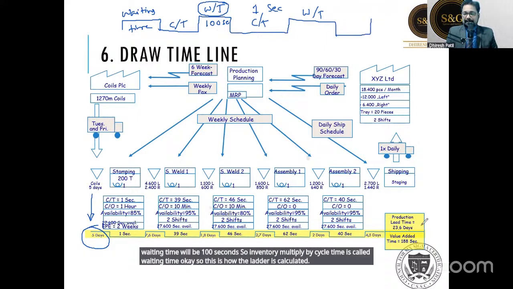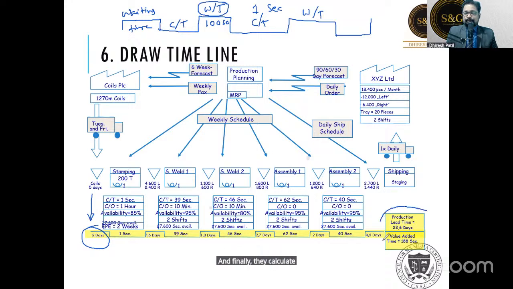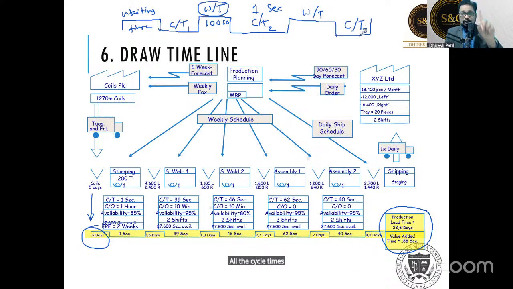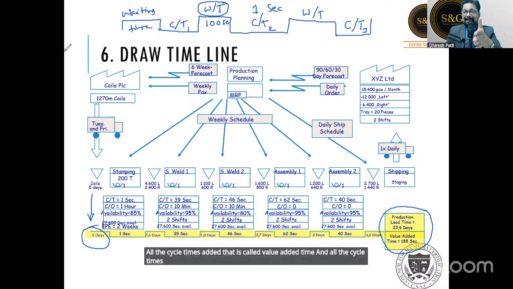And finally, they calculate the total lead time and total value added time. Value added time means all the cycle times added, cycle time 1, cycle time 2, cycle time 3, that is called value added time. And all the cycle times and all the waiting times put together is called total lead time. That is also called turnaround time. TAT, we call it TAT.